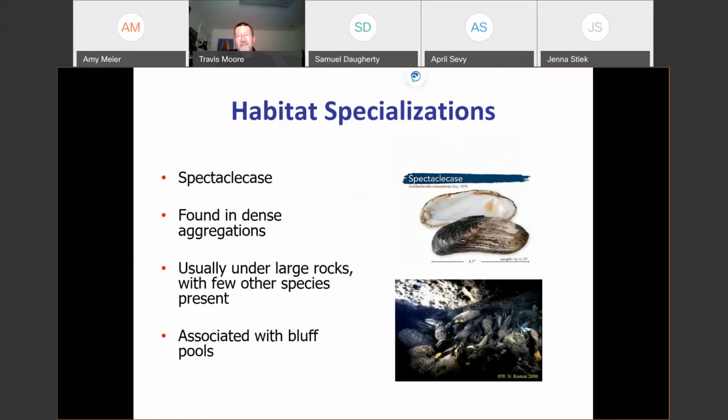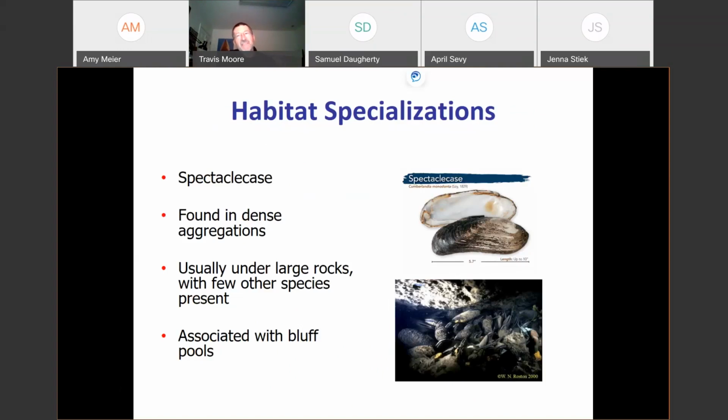There are some mussels that have adapted to be very specialized. Spectral case is a federally endangered species, but Missouri is a stronghold for them, and they are one of those specialists. They're found in these dense aggregations. They like lots of big chunky rock, and oftentimes they are associated with those bluff pools because that large rock falls down off of the bluff, falls down into the river, and creates this habitat for them.